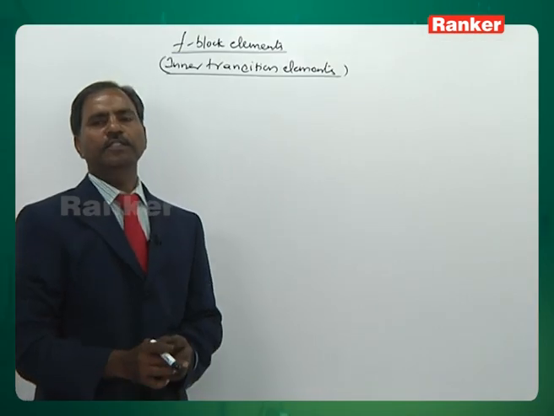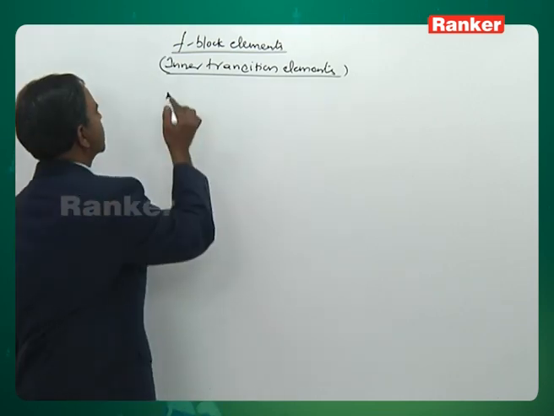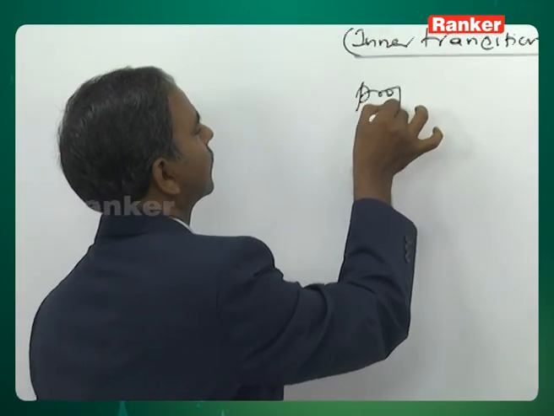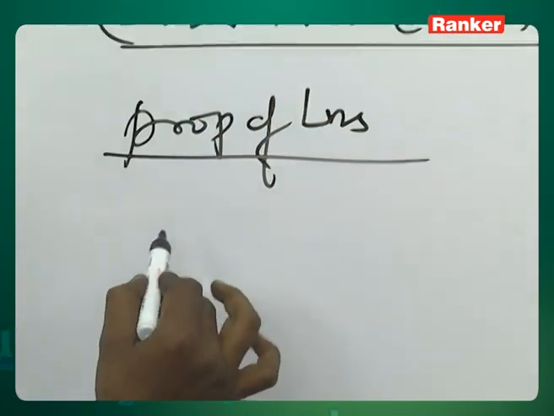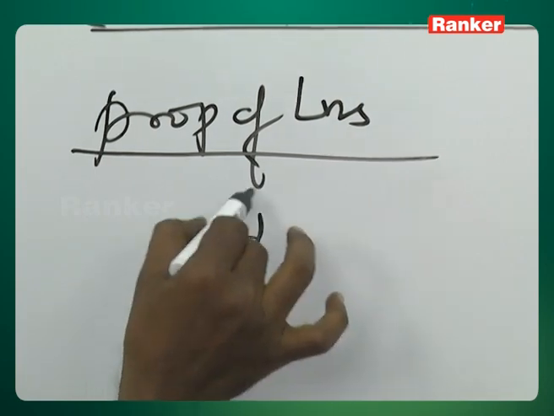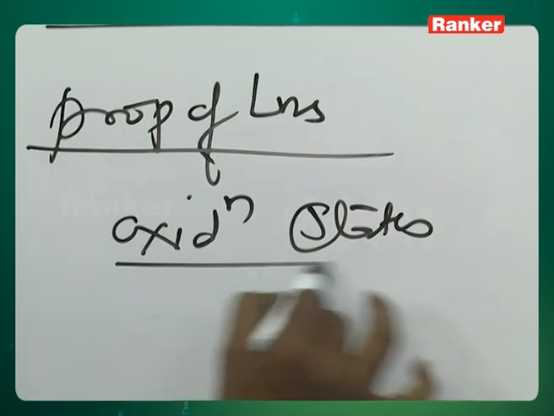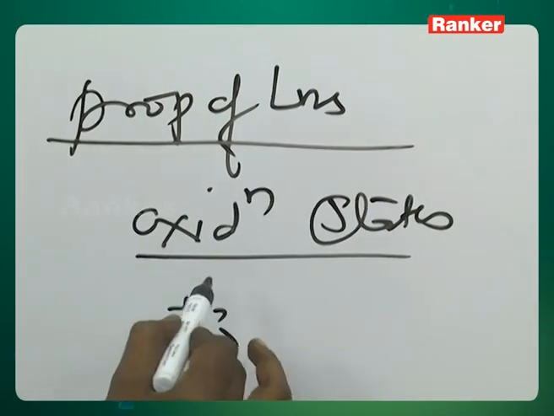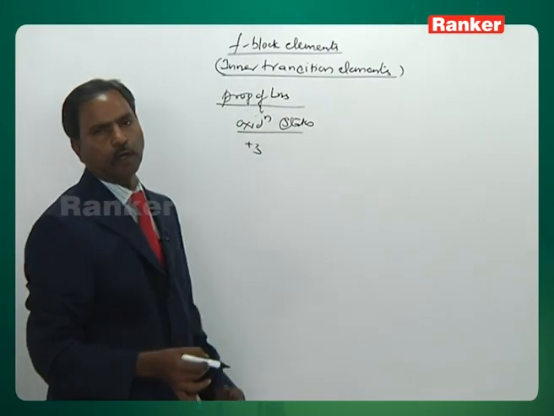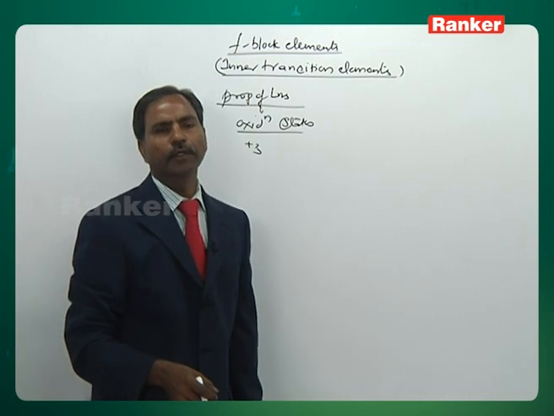Now let us discuss the properties of lanthanides. Let us discuss the first property, oxidation states of lanthanides. The common and stable oxidation state of lanthanides is +3.